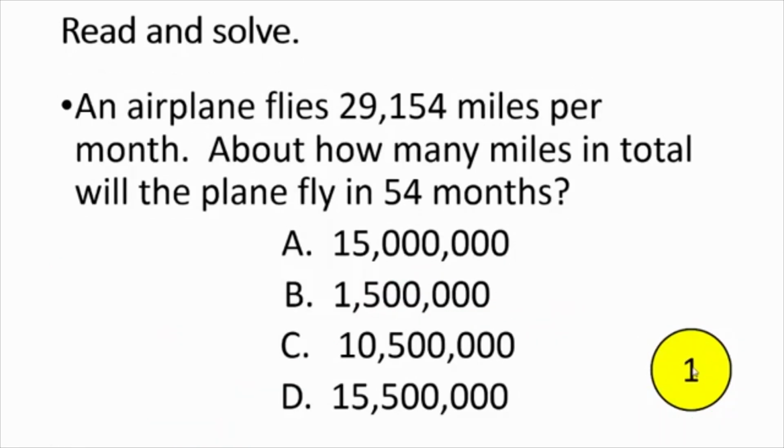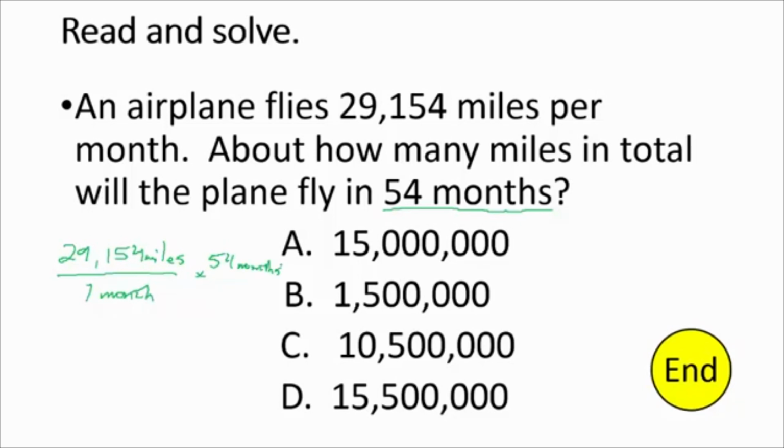Next question. All right, an airplane flies 29,154 miles per month. About how many miles in total will the plane fly in 54 months? It's sort of an estimate problem. Really, we're just looking at if we take 29,154 miles in 1 month, how many does it fly in 54 months? So really you're just multiplying times 54 months.